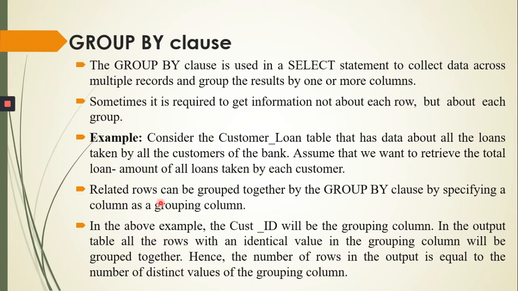Related rows can be grouped together by the group by clause by specifying a column as a grouping column. In the above example, the customer ID will be the grouping column. We are grouping on the column customer ID. In the output table, all the rows with an identical value in the grouping column will be grouped together. The value must be identical. Hence, the number of rows in the output is equal to the number of distinct values of the grouping column.